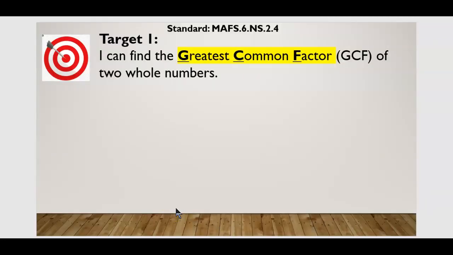Okay, Factor Ninja. Can you find the greatest common factor of two whole numbers, which is our target? For example, 20 and 30. Can you do it? I bet you can do this one. What are the factors of 20? What are the factors of 30? Let's start with 20.